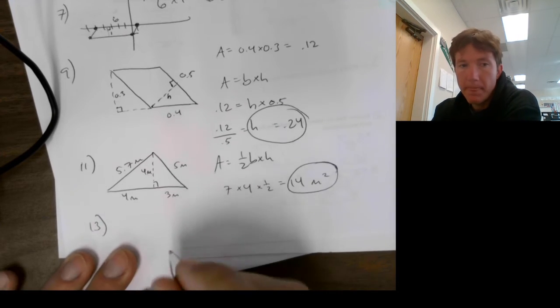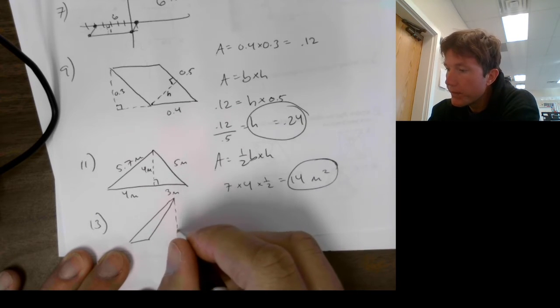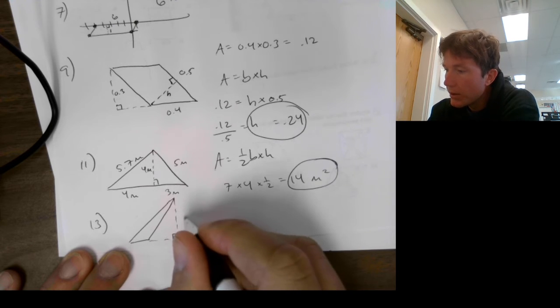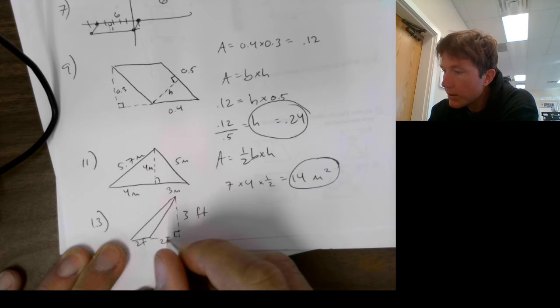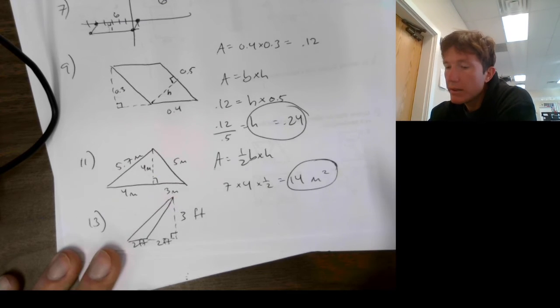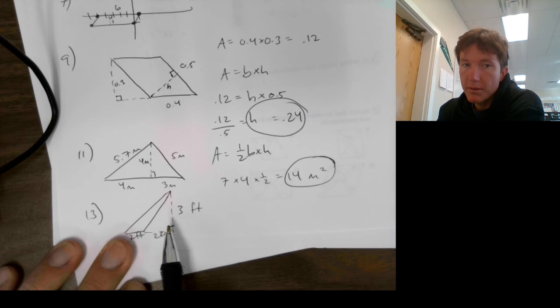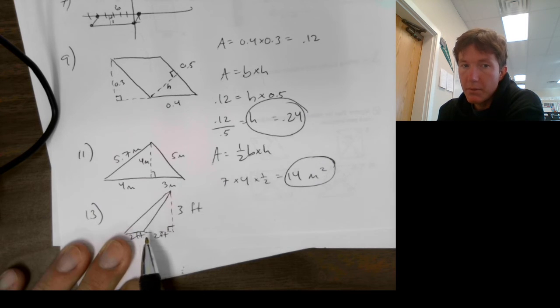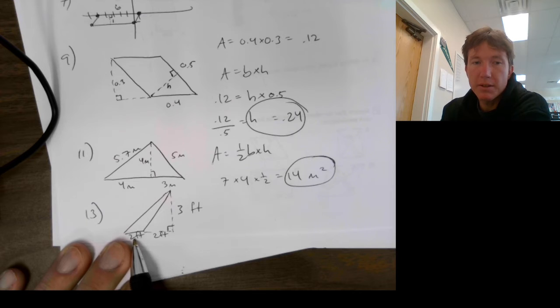Number 13, draw a triangle like this, 3 feet high, 2 feet. This part here is also 2 feet. Okay, so let's see. So if I want to find the area of this triangle, it's going to be 2 times 3 times a half. If I want to find the area of the entire triangle, it's going to be 4 times 3 times a half. You'll see why. Because the base for that first triangle is only 2, the base for the second triangle is 4.